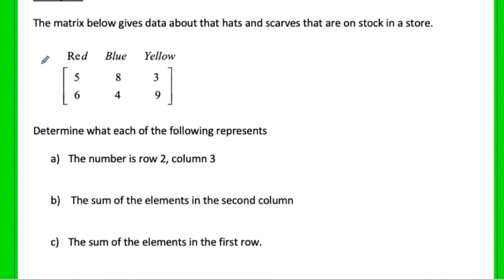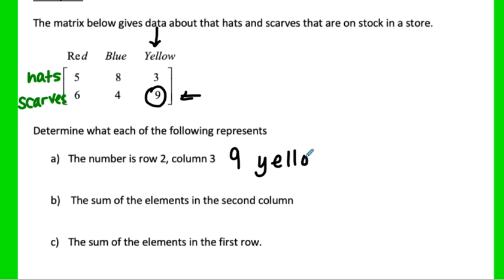So the matrix below gives data about hats and scarves in a store. So I'm going to call them hats. I think I might have written it as caps, sorry, and scarves. This is a matrix. A matrix gives us real information about real data. So I know that right now I have 5 red hats, 8 blue hats, 3 yellow hats, 6 red scarves, 4 blue scarves, and 9 yellow scarves. So you can use this matrix to answer questions. The number in row 2, column 3. So row 2 is this row, column 3 is this one, so it is 9. What does it represent? It represents 9 yellow scarves.